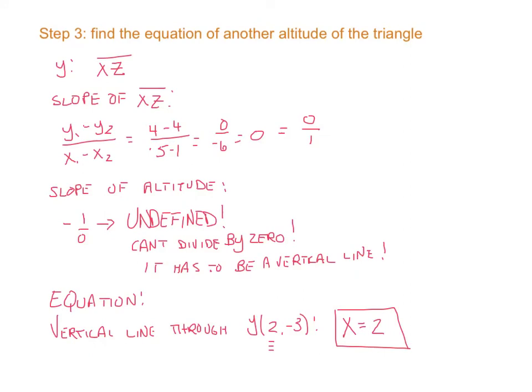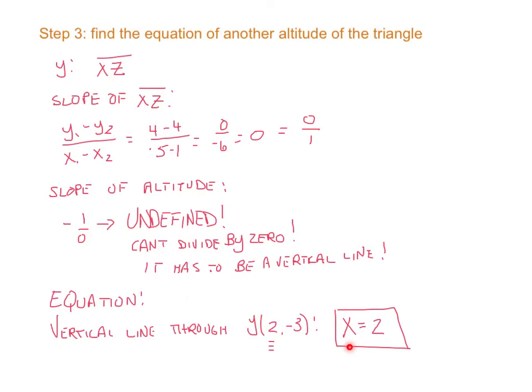So we found the slope of yz, and we actually found we had a slope of 0. That's okay, it just means it's a horizontal line. Then we need the slope of the altitude, which is when we flip the 2. Well, then you're dividing by 0, and we cannot do that, so we have an undefined slope. This means it has to be a vertical line. This goes back to algebra: any undefined slope is a vertical line. Now you're writing the equation of a vertical line through the point y, which is at 2, negative 3. All vertical lines have the form x equals. Well, x equals what? x is equal to 2.